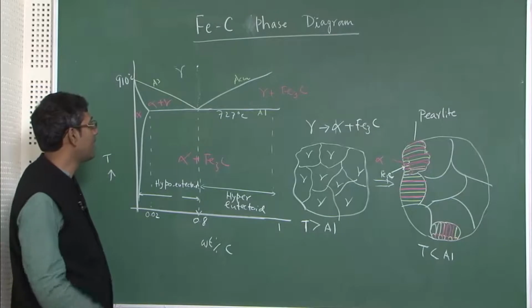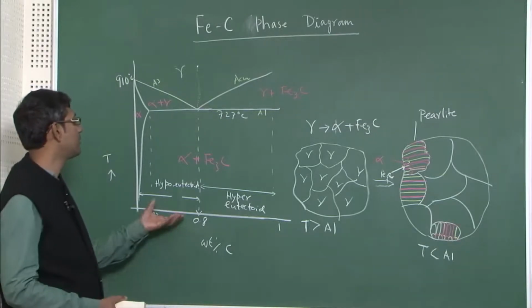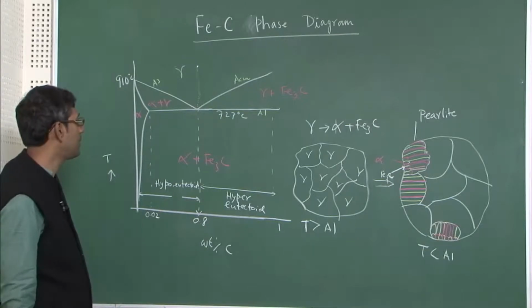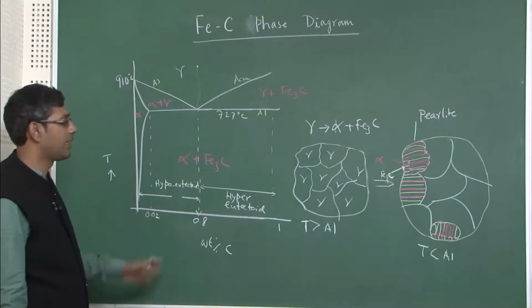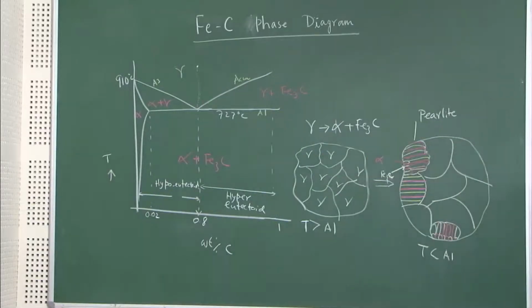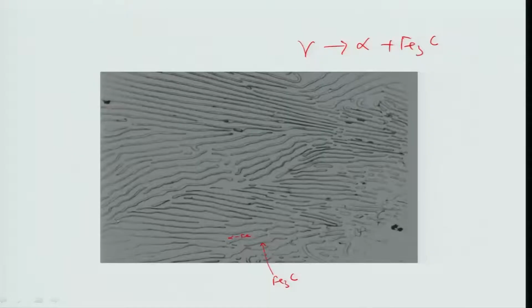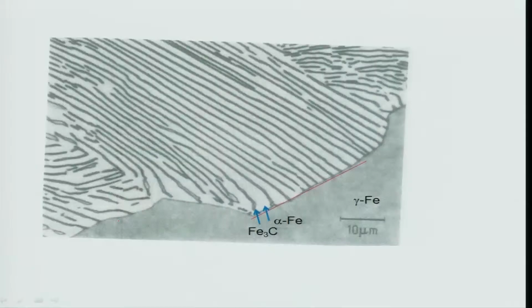In the hypoeutectoid range, the compositions of the alloys will dictate what properties we will have. But before I do that, let me go back to the slides and show you the microstructure. With this understanding, you can now get a better idea of things. This is what I showed you, the lamellar structure. Now, let us see a better picture of this.